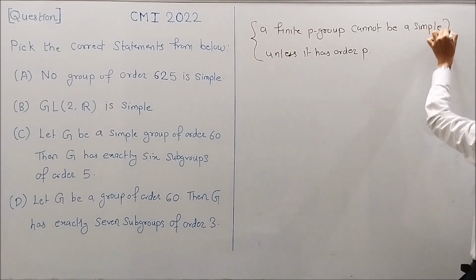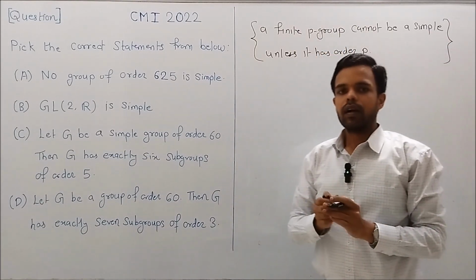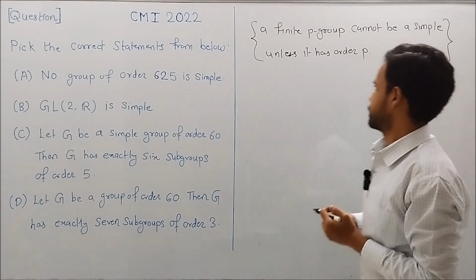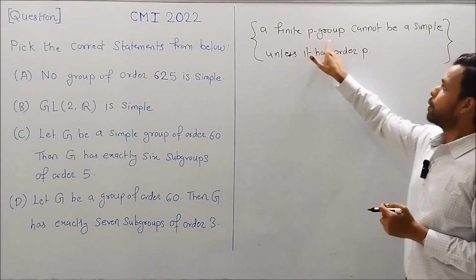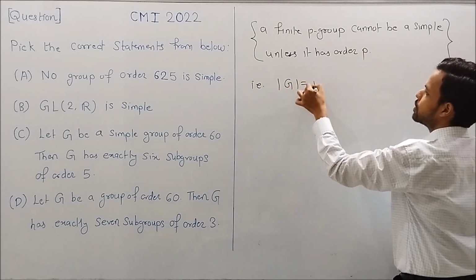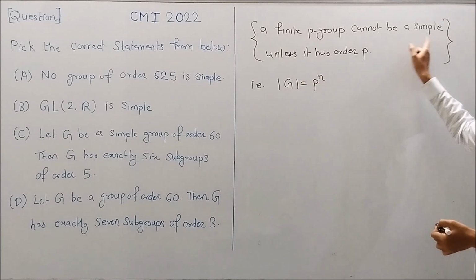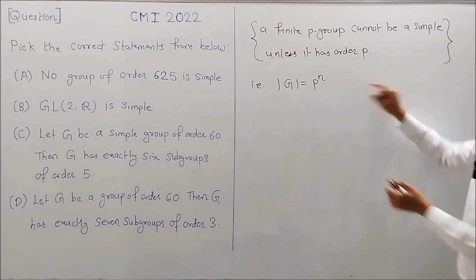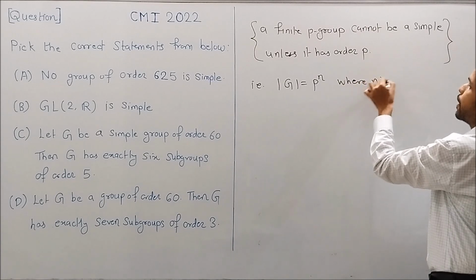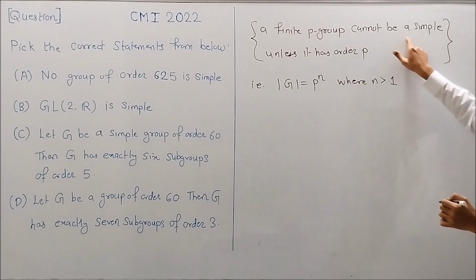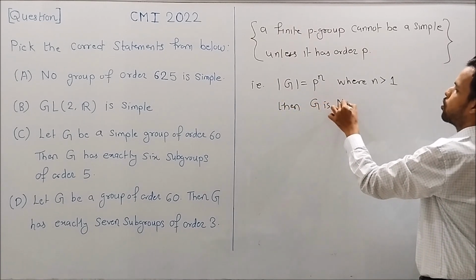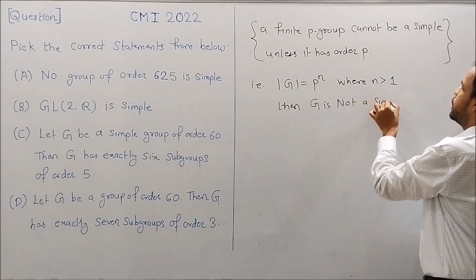What is a P group? A group is said to be a P group if its order is some prime power. So according to this result, a finite P group, that is, if the order of G is P to the power n, unless it has order P. So if the order of G equals P to the power n, where n is greater than 1, then G cannot be simple. Then G is not a simple group.